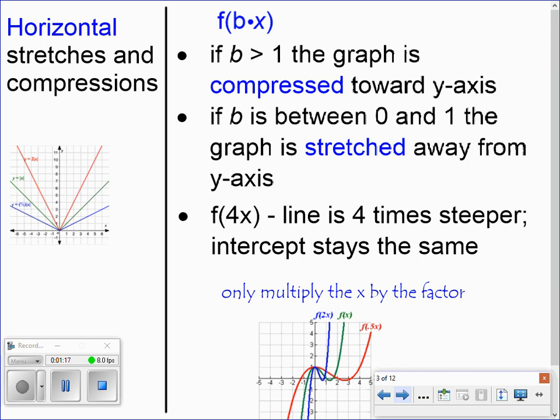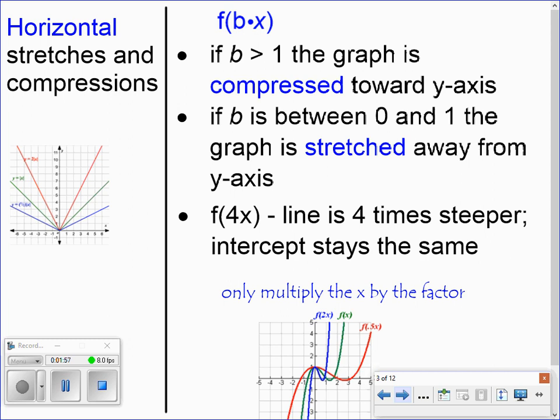If that number is greater than 1, then what we see is that it's being compressed horizontally, so it's being pushed horizontally in towards the y-axis. So it's like taking an accordion and pushing the accordion in until you meet that vertical axis, that y-axis. And if the number is between 0 and 1, a proper fraction, then it's being stretched, it's being pulled away from the y-axis. So it's like taking that same accordion, and instead of pressing it in this time, now you're stretching it out.